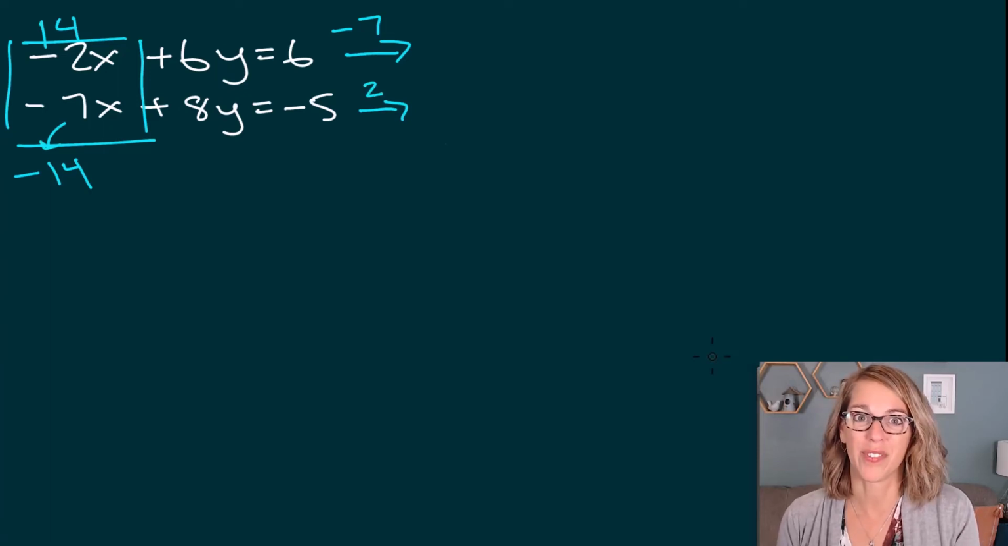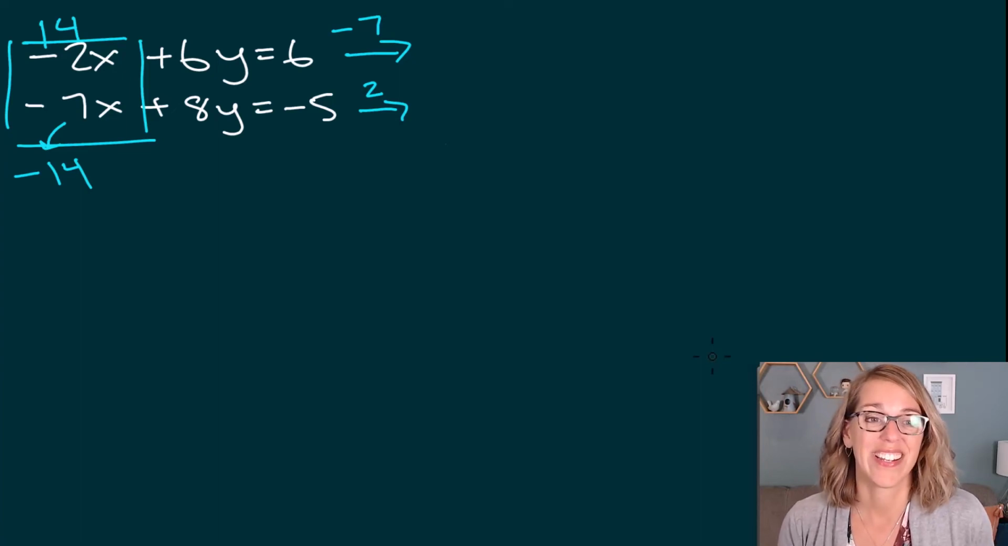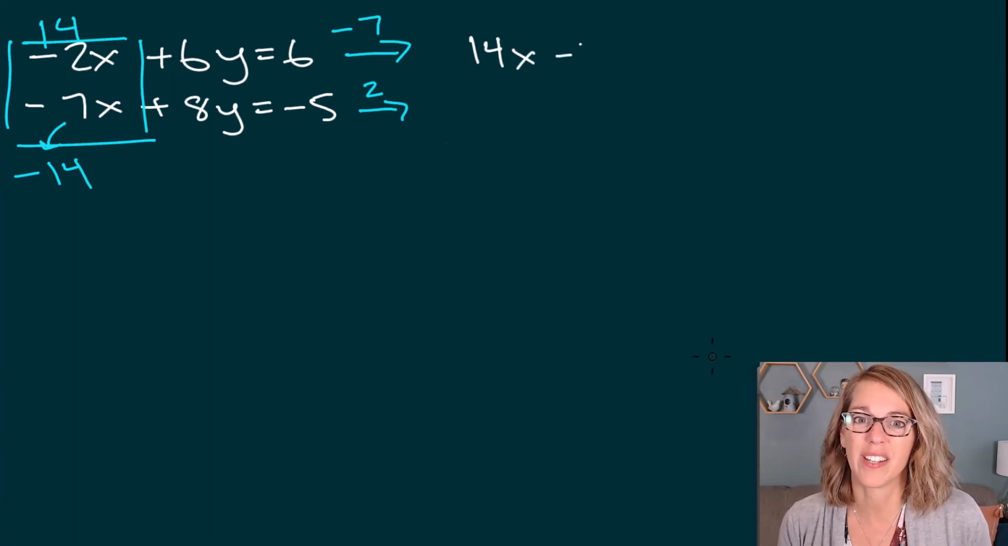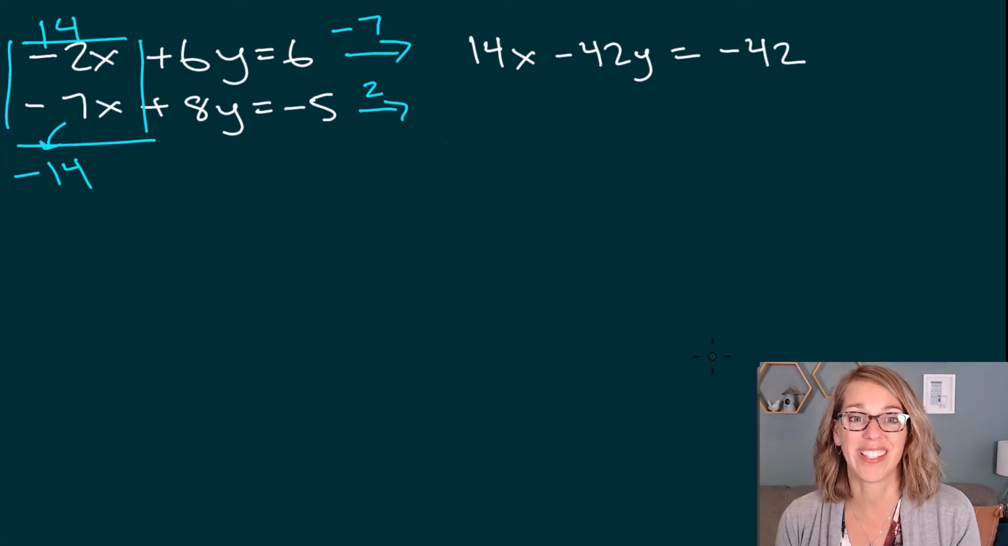Let's start by multiplying the first equation by -7. -7 times -2x is 14x. -7 times 6 is -42, and that was the y. And then I'm multiplying by 6 again, so that's going to be another -42. Now on to our second equation.